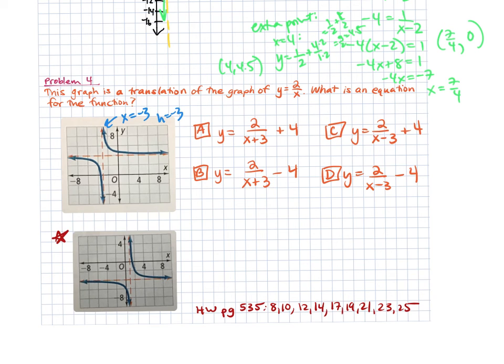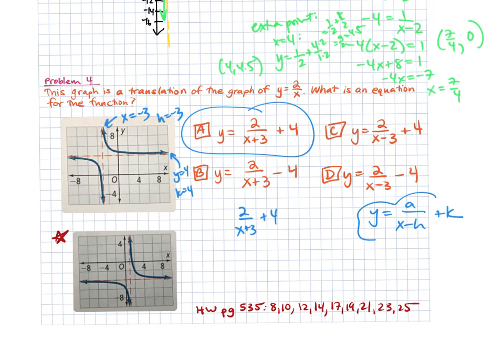And then this is 2, 4. This is 4. Y equals 4, so that means k is 4. So this would be 2 over x plus 3, plus 4. Okay, so you just use the horizontal and the vertical asymptotes to give you your h and your k, and then you use a over x minus h plus k as your go-to.